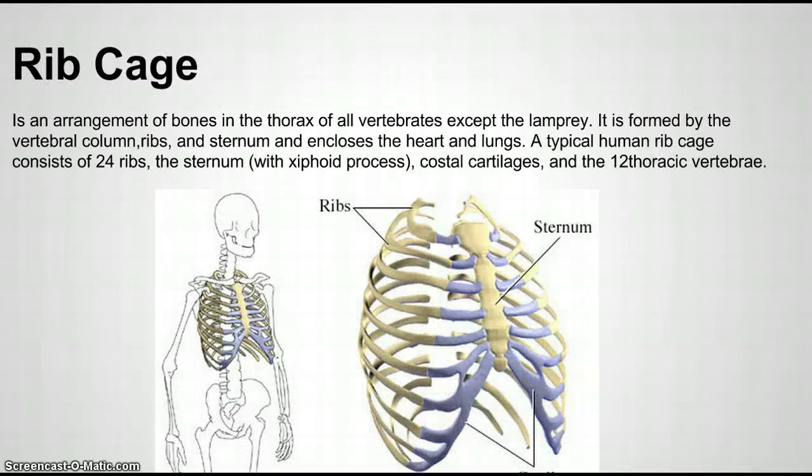The rib cage is an arrangement of bones of the thorax of the vertebrates except the lamprey. It is formed with the vertebrae of the column, the ribs, and the sternum, and encloses the heart and lungs. A typical human rib cage consists of 24 ribs, the sternum, costal cartilage, and the 12 thoracic vertebrae.